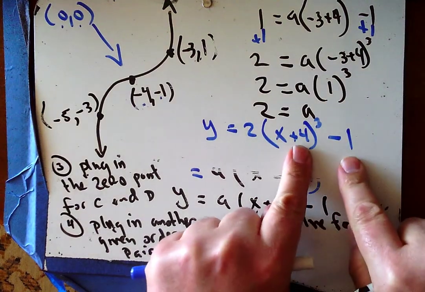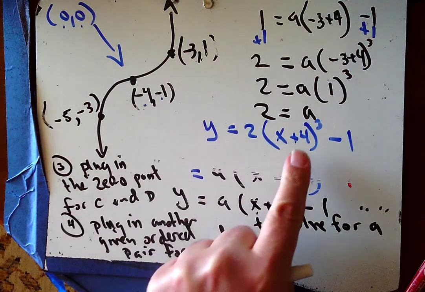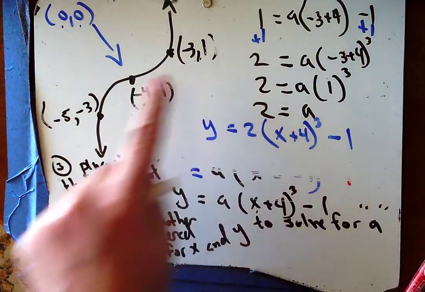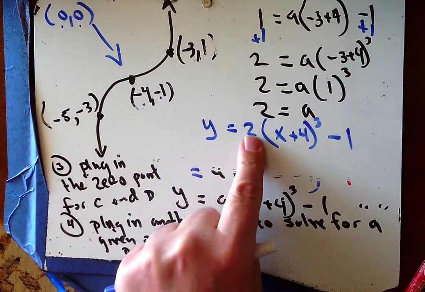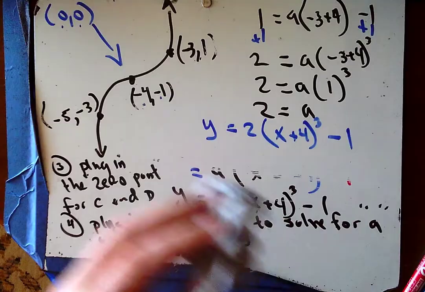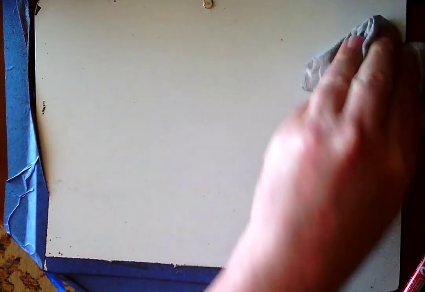So that was our 0 point. We shifted the graph left 4 and down 1. So this says left 4 and down 1. And then we used another ordered pair to find our a value. And that's all we had to do. So let's do a couple more of these, and then you can get to your homework.